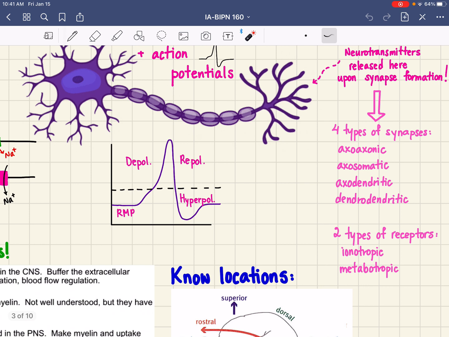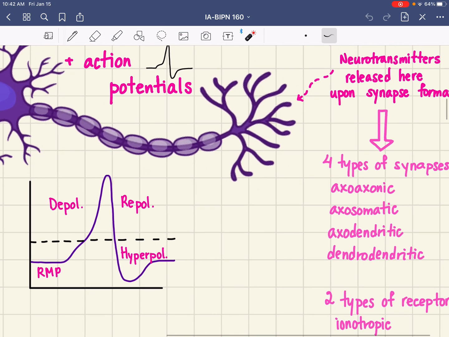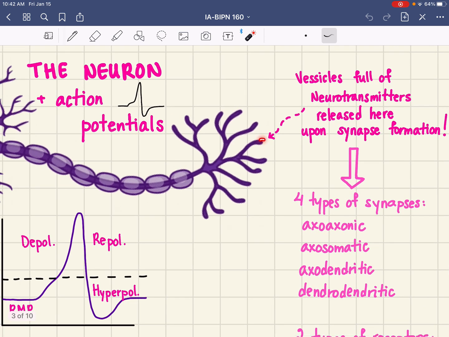So when action potentials keep on happening on the axon, the signal travels all the way down the axon to the axon terminals. And at the axon terminal right here is where different vesicles full of neurotransmitters are released into this synaptic space. A synapse is the area where 2 neurons are interacting with one another. Okay, we will talk about the different types of synapse shortly.